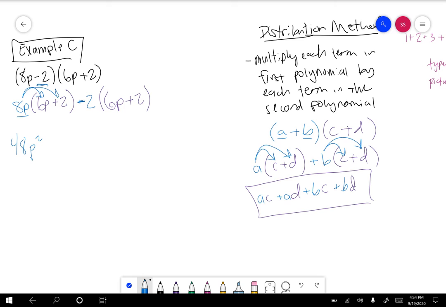Then we would do 8p times 2. So 8 times 2 would give us 16, and just p because there's not another one. And now we have negative 2 times 6p, so negative 2 times 6 first, so coefficients first. Negative 2 times 6 would be negative 12. Then just carry down that p because there's not another one we're multiplying it by. Then negative 2 times positive 2 will give us a negative 4.